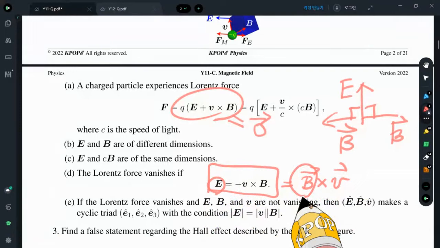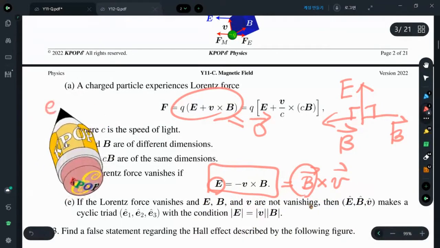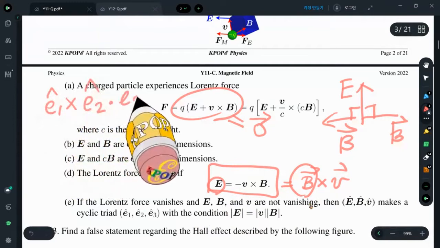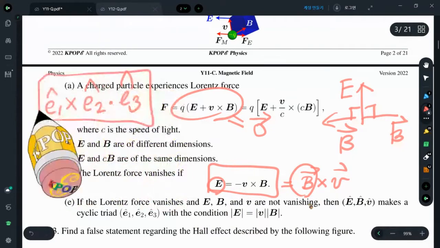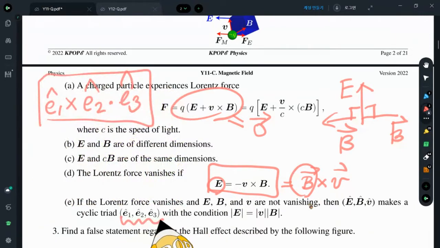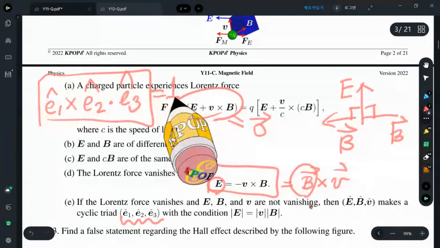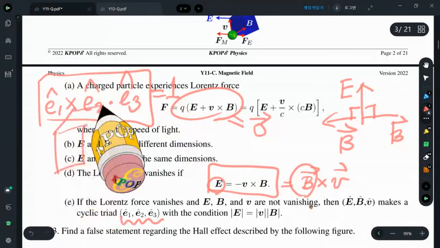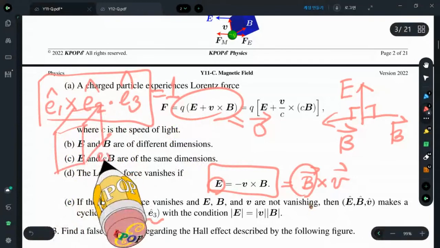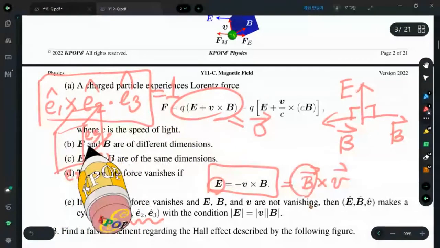So we can expect that, just like what we learned for the unit Cartesian basis vectors, they construct the cyclic triad, the three basis vectors of the Euclidean space. They are perpendicular to each other, and their unit vectors satisfy this situation. And we can always construct a unit cube whose sides are E1, E2, E3, something like that.